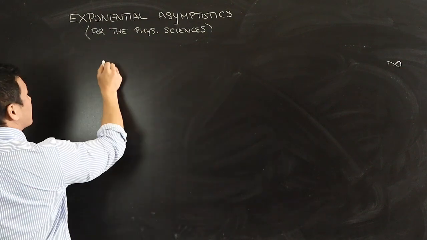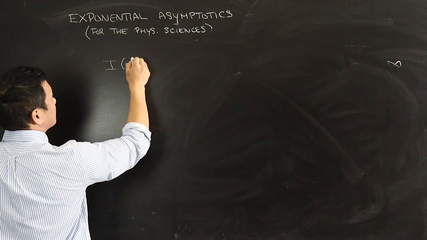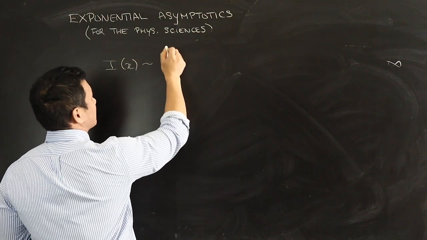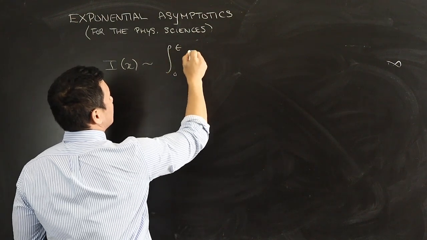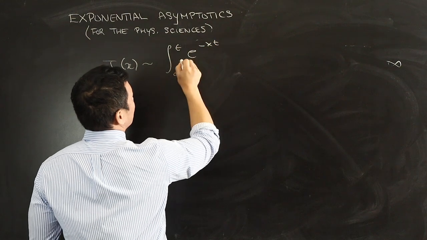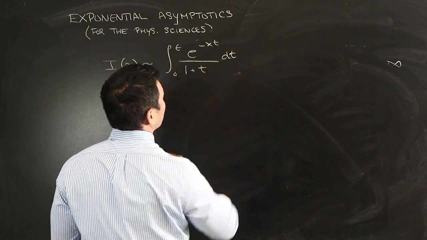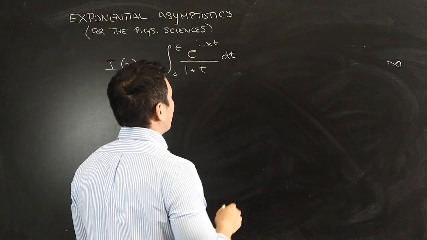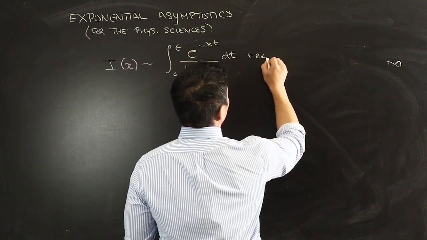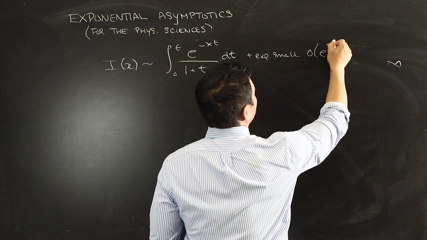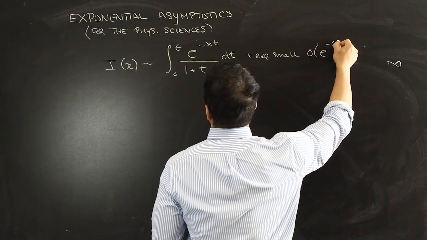Okay, so our claim is that I of x is basically the integral from 0 to epsilon of e to the minus xt over 1 plus t dt, plus exponentially small terms. So this is of order e to the minus epsilon times x.